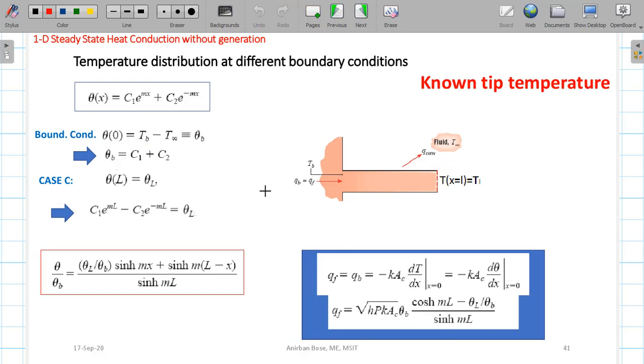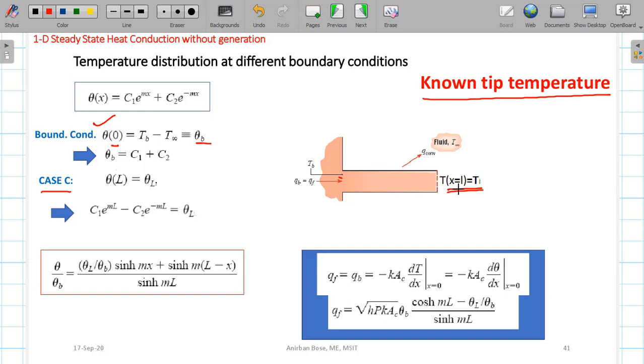Now consider case C. Remember again, for this situation the first boundary condition is the same. That means the base temperature is T_b, so at x equals 0, theta is theta_b. For the second boundary condition, we are considering case C, which is the known tip temperature. That means the tip is not insulated, it may be convected to the air or whatever, but what is known is that the tip temperature is given to you. That means a Dirichlet boundary condition is given at the other end of the fin.